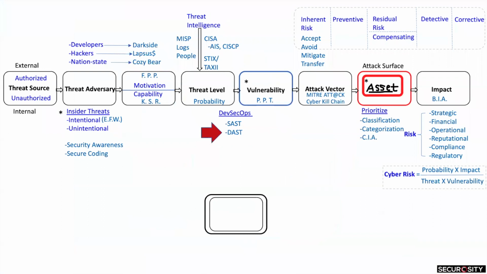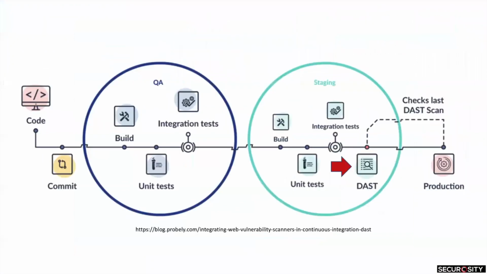Next, DAST, Dynamic Application Security Testing, also known as the black box testing approach. It's testing from the outside with no knowledge of the application. It simulates external attacks on a live application, checking for vulnerabilities. DAST does not access source code or find vulnerabilities in source code like SAST. It usually runs toward the end of the development lifecycle.